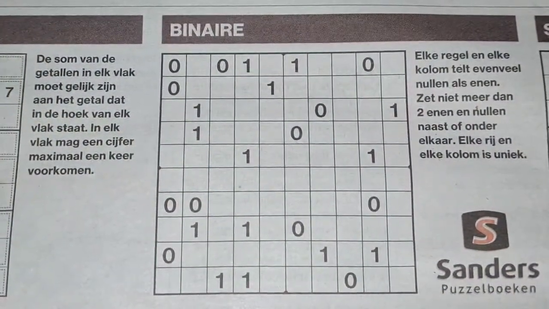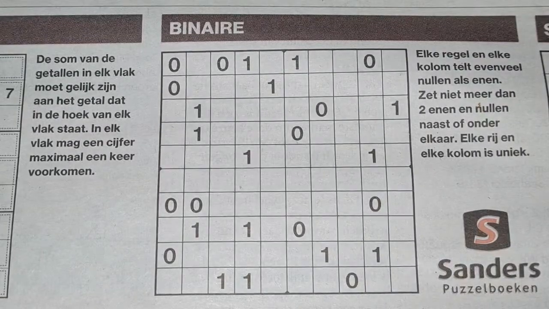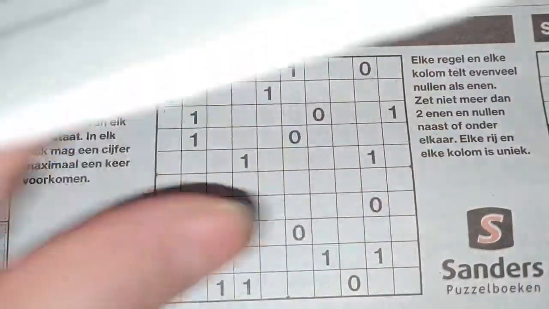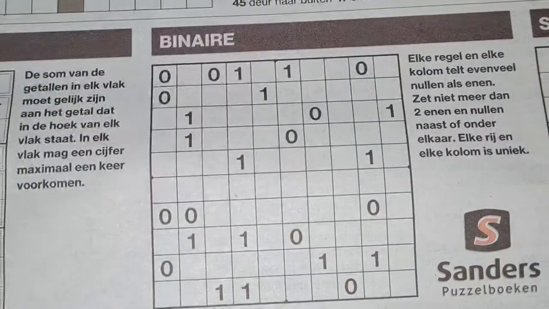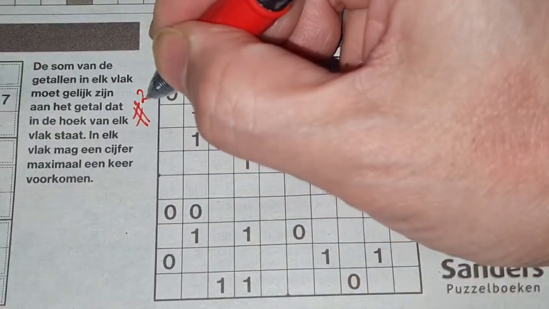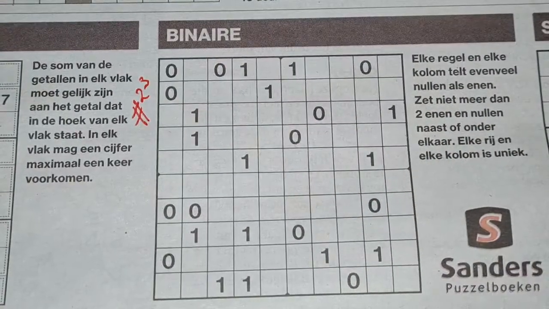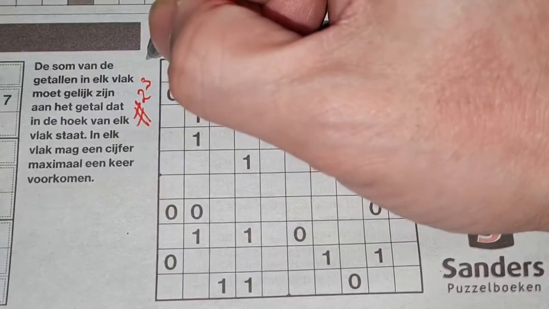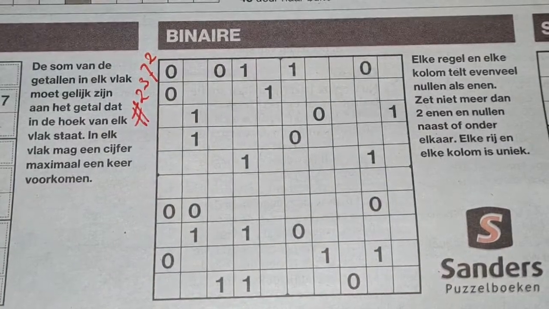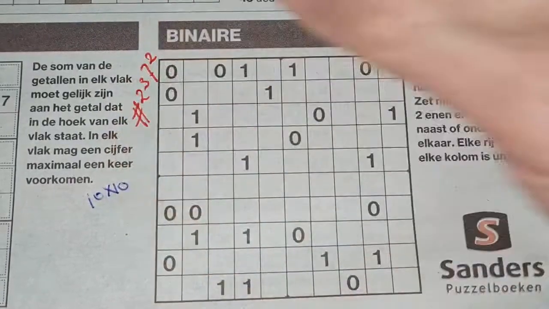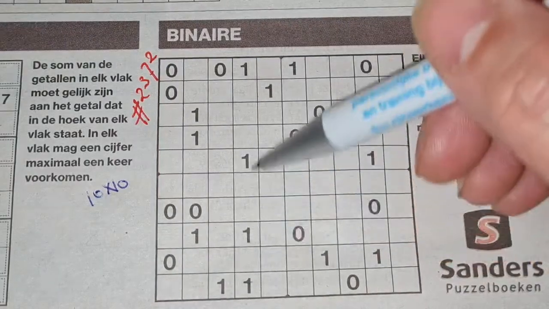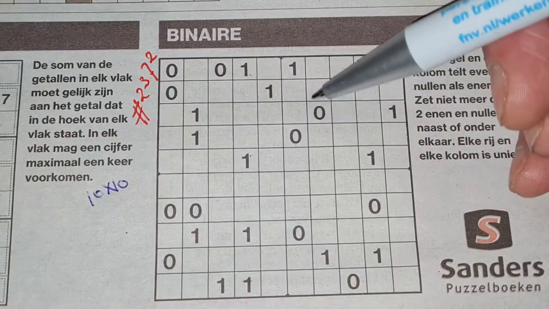The first one is a binary. This will be number 2, 3, 7, 2. Yeah. 2, 3, 7, 2. All right. And I've told you this one is 10 by 10. That means in a row or in a column, there are always 5 ones and 5 O's.